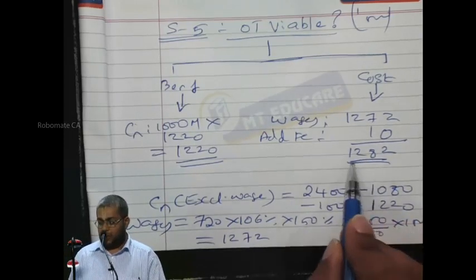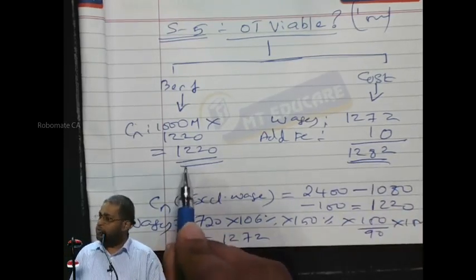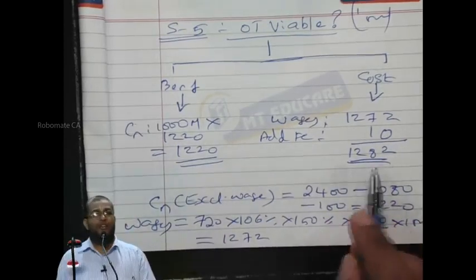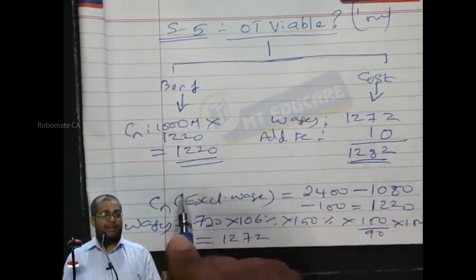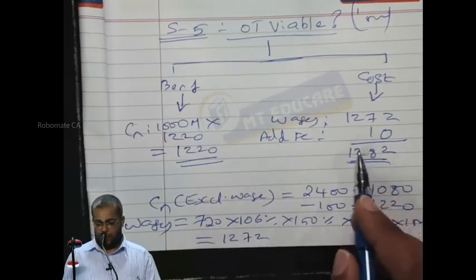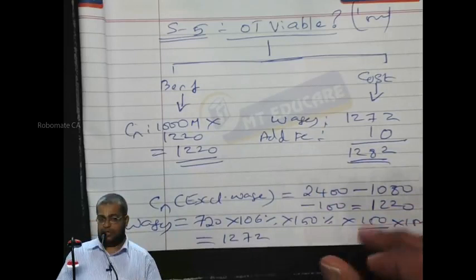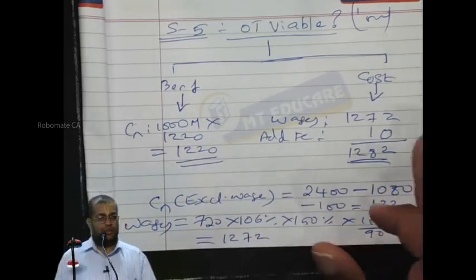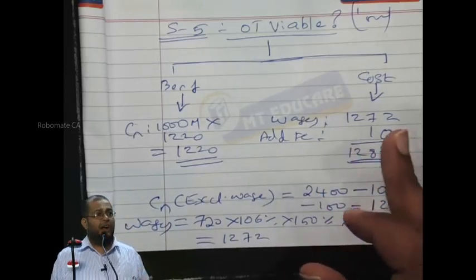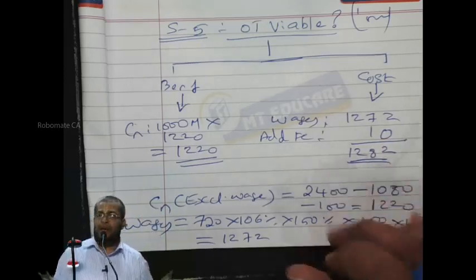Bracket, how I got it: 1282 minus 1220. Numbers are in thousands here, okay? 1282 minus 1220. So what is the excess of cost over benefit? 62,000. Cost exceeds the benefit by 62,000. Everybody, are you following or not? Tell me, if you are the management, what is the right decision?